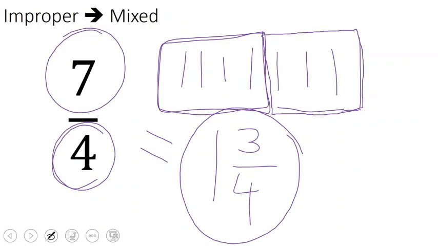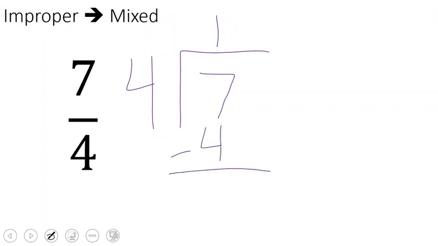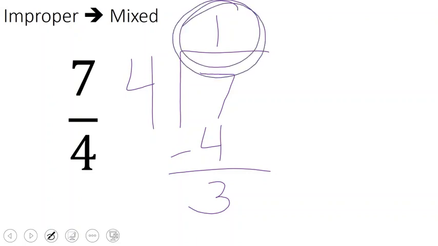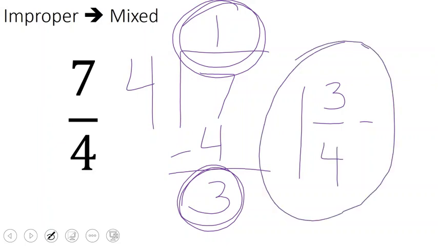The last way you can do this is by using division. So this way does not use a picture at all. Instead, I'm just going to divide my numerator by my denominator. How many times does 4 go into 7? 1. 1 times 4 is 4. 7 minus 4 is 3. This quotient becomes your whole number. This remainder becomes your numerator. And your denominator stays the same. Again, 7/4 is equal to 1 3/4.